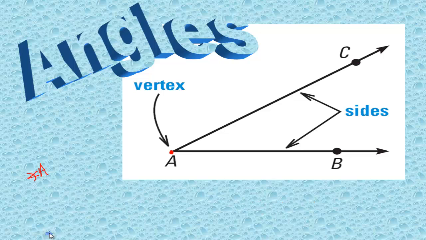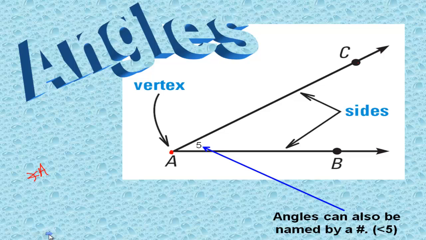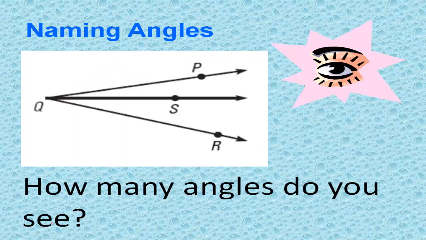Another way of naming the angle is you can have a number inside of the angle, and then you can label the angle angle 5. Okay? So 4 ways of naming an angle. Let's see this exercise. How many angles do you see here? How many can you name? So look at it for a moment. Write some notes in your notebook and tell me all the different angles you see, and then check back.